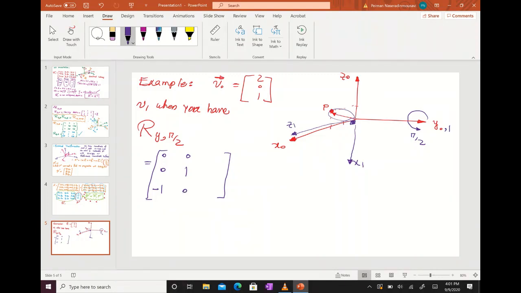And now z1. z1 with respect to x0, because they are parallel and aligned, is going to be 1. z1 with respect to y0 is going to be 0, because it's normal to the plane of x0 and z0. And z1 with respect to z0 again is going to be 0. So you found this. And I taught you V0 is going to be R1 with respect to 0 times V1. That's right. So you have to do this.